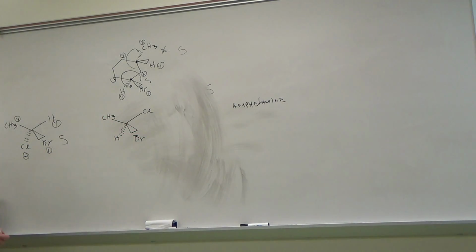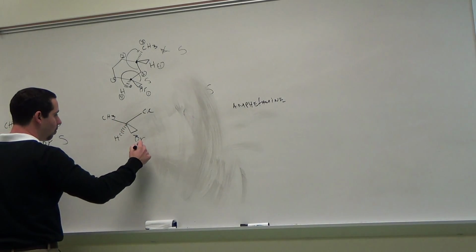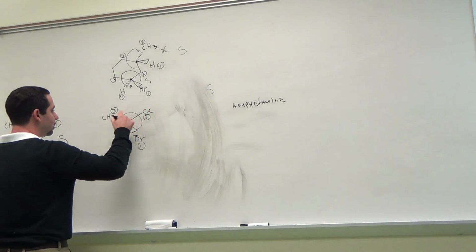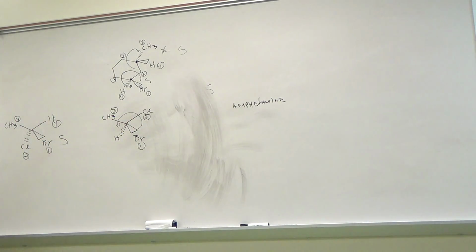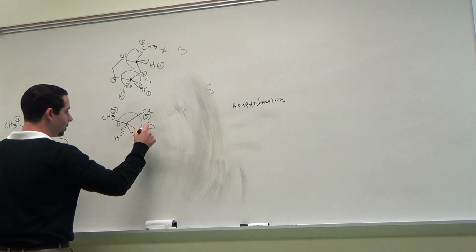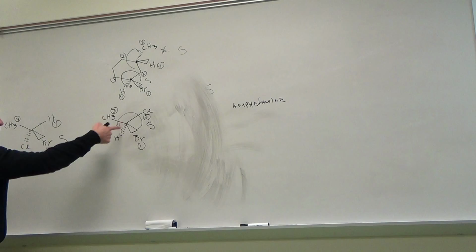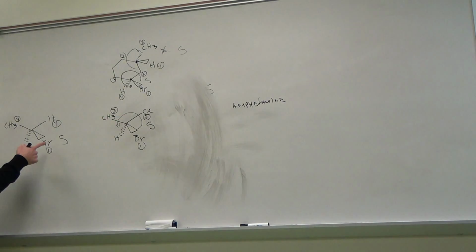So this is going to be 1, 2, and 3. This is S. So if this is S, this one, which is the enantiomer of that, is the reverse, because I exchanged two groups, must be R. But we decided it was S before, didn't we? Yeah.